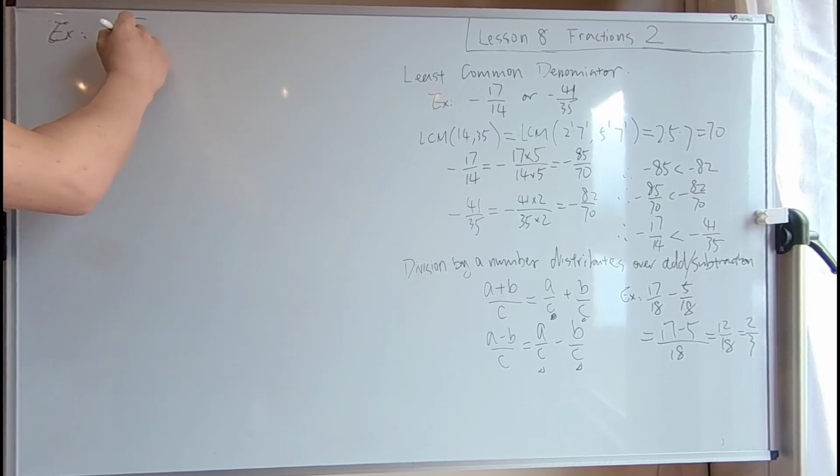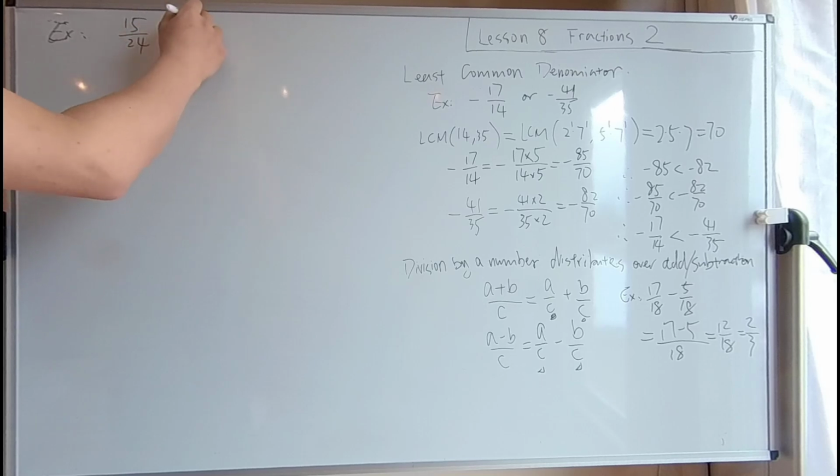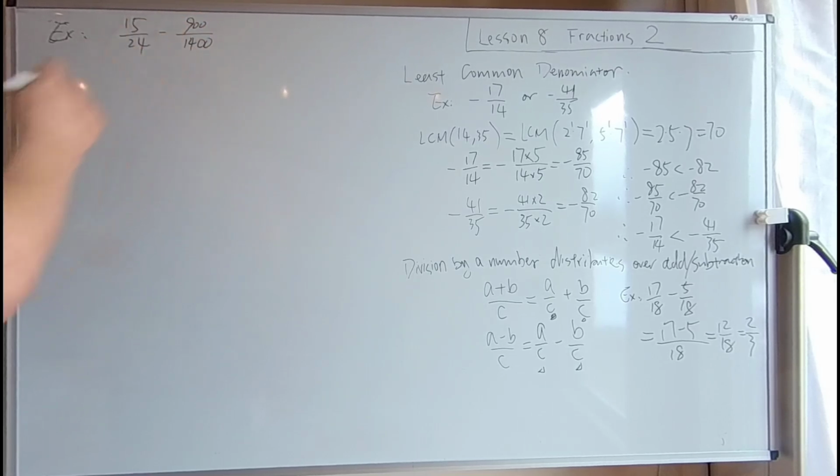What is 15 over 25 minus 900 over 1400? So it's a subtraction between fractions. So we can do the subtraction by using this rule, and then before using this rule, we would need to find the common denominator or the least common denominator first, right?